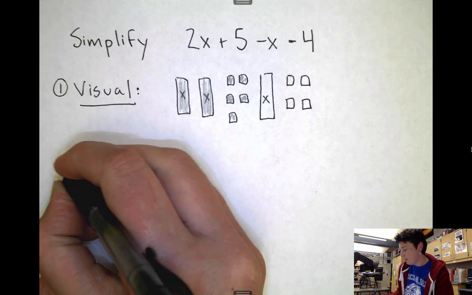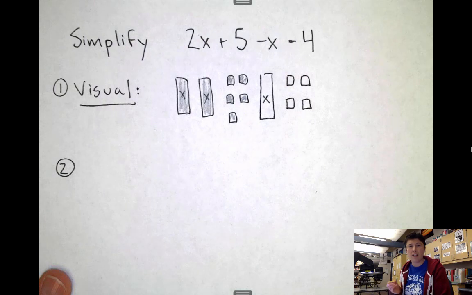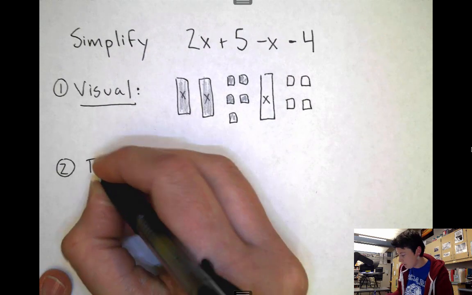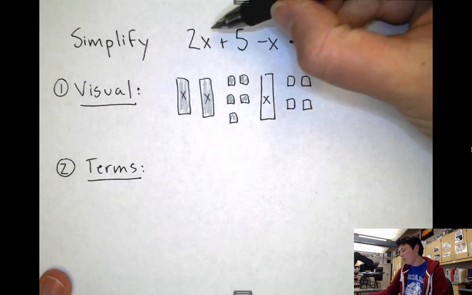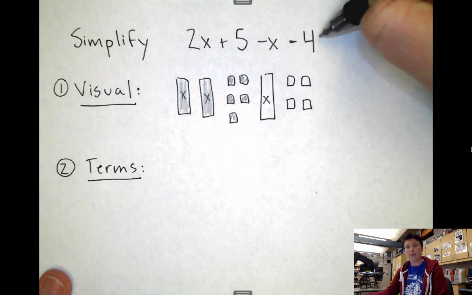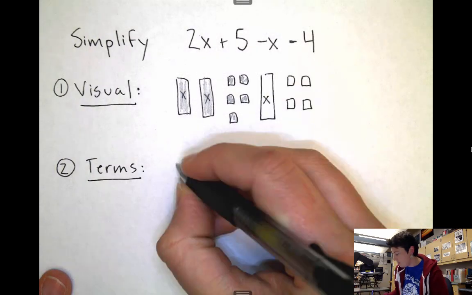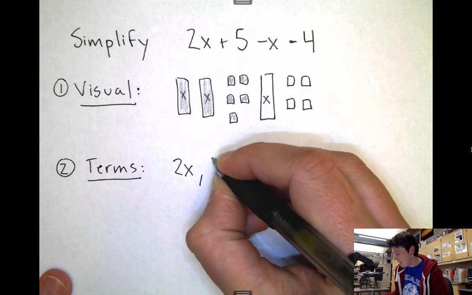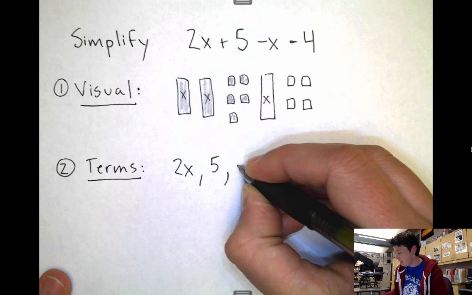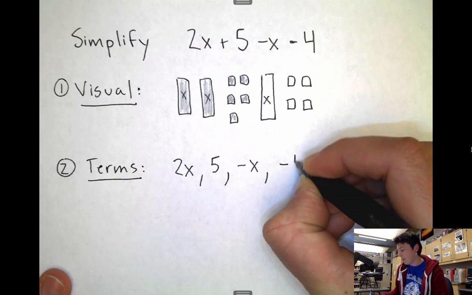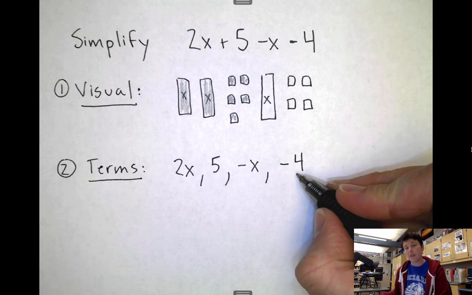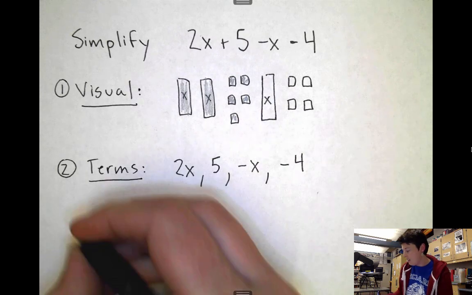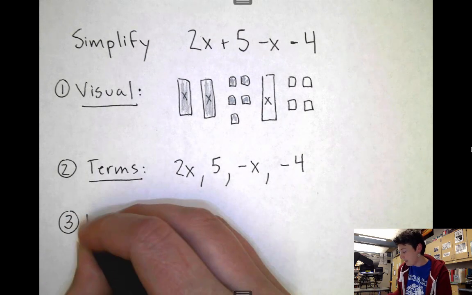And now I'm going to go on to step 2, which is identify the terms. So I'm going to get the terms by making a list of what do I see here. Well, I see 2x plus 5 minus x minus 4. Those are the terms. So I have 2x, I have 5, I'll make a comma, I have a minus x, and I have a minus 4. Notice I'm writing the subtraction signs because subtract means negative. These are a negative x and a negative 4. Those are my terms.